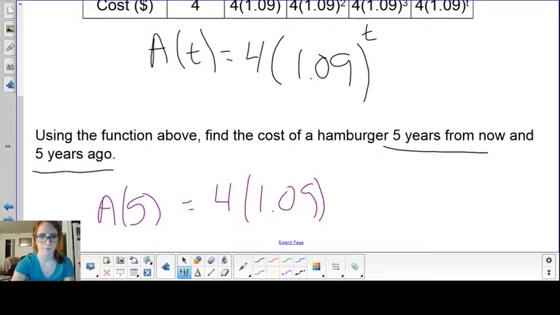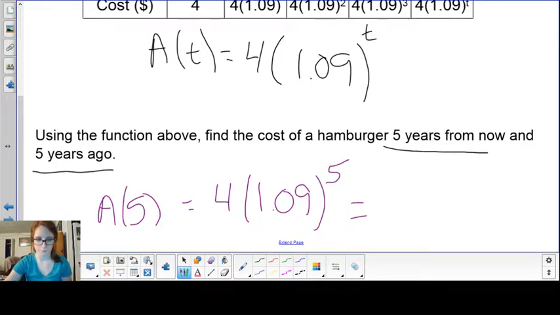1.09 to the 5. So in my calculator, I'm going to type 4.